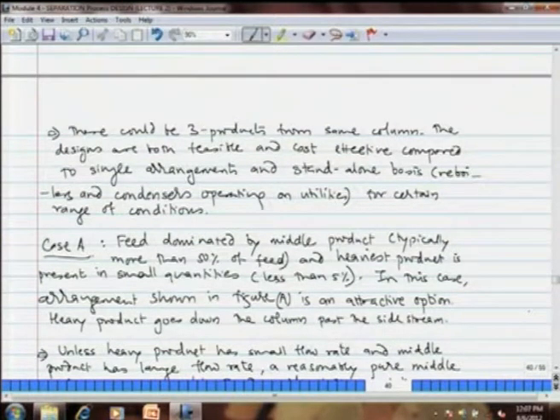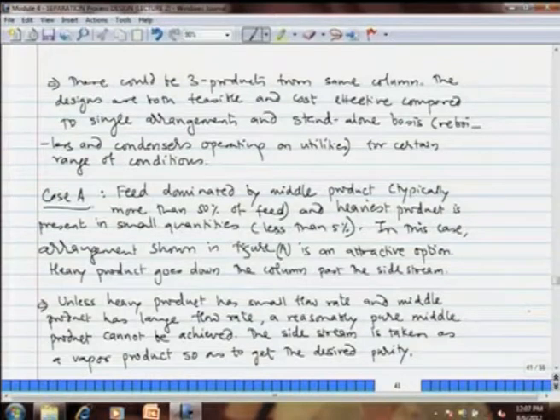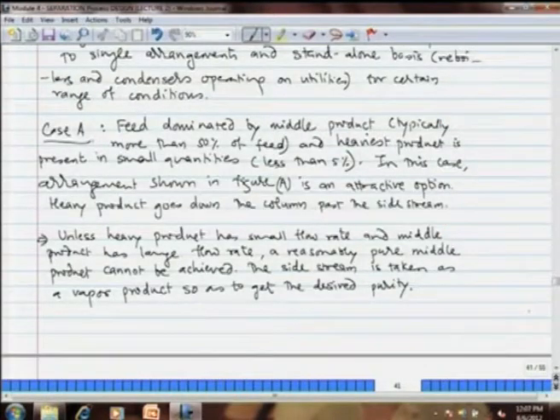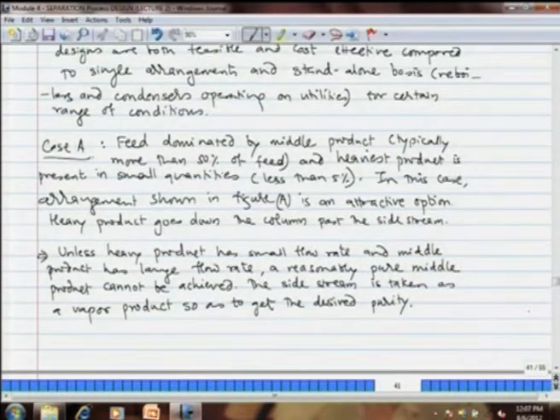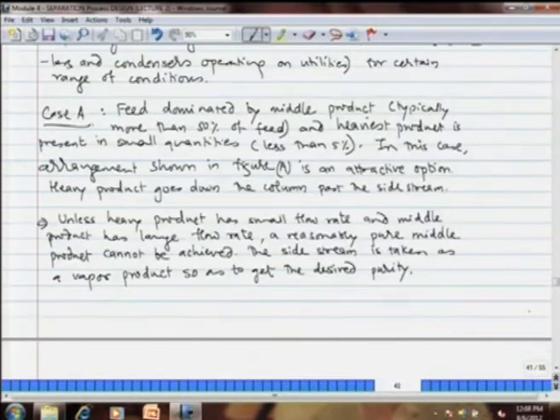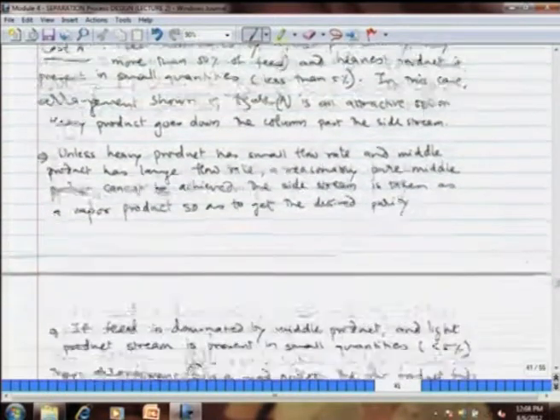If the feed is dominated by the middle product and the heaviest product is present in small quantities, less than 5%, okay, that was case A here. In this case, you can go for a configuration such that you draw a side product from one of the bottom plates as a vapor side stream. The heavy product goes down the column past the side stream. Unless the heavy product has a small flow rate and the middle product has a large flow rate, a reasonably pure middle product cannot be achieved. The side stream is taken off as a vapor product so as to get the desired purity.